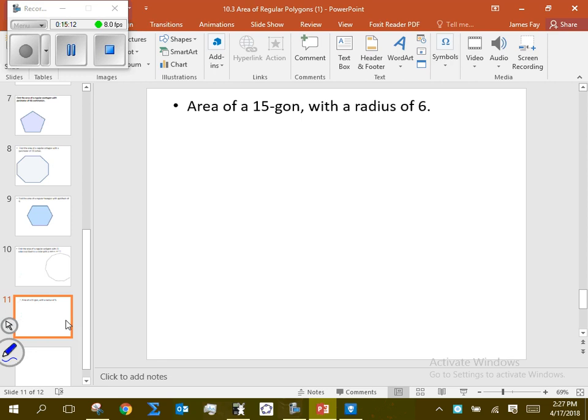Okay, I want to do this question. That one was hard. Area of a 15-gon with a radius of 6. Does anybody want to draw a 15-gon? I do. No, that's a pain in the butt. Drawing a hexagon, octagon, such things are problematic, and when you're done, they never look right.